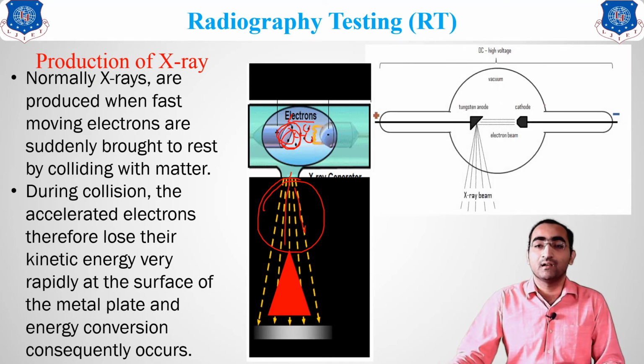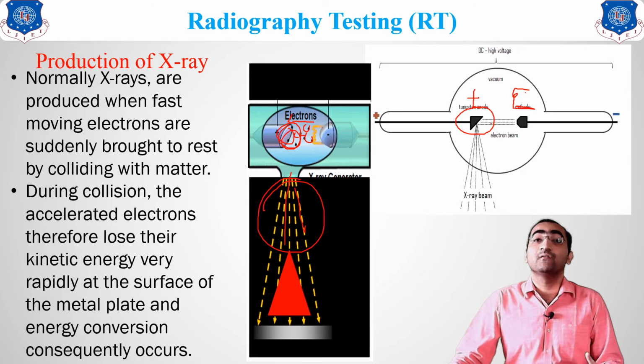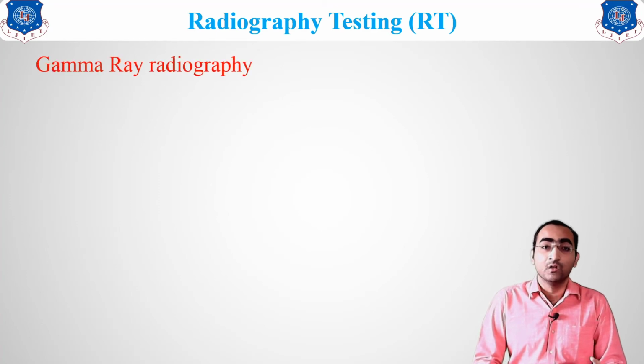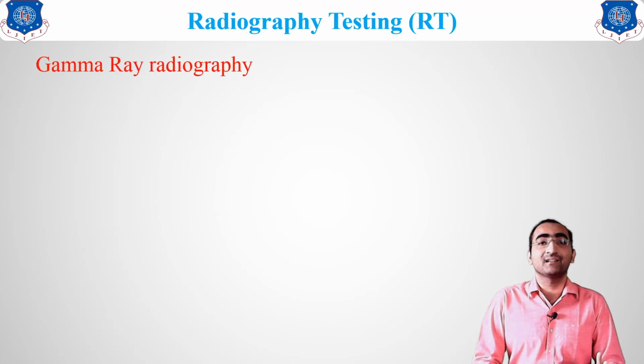You can see over here the cathode. Here there will be a thin film, that is the filament. Due to the heating voltage, the electrons will move and hit towards the anode, the positive anode. Here the kinetic energy is converted to zero, so an X-ray beam is generated. Clear? So this is how X-rays are produced.